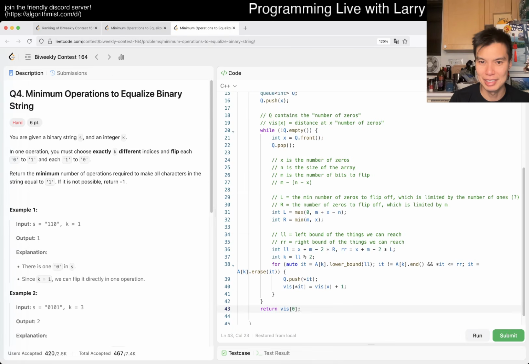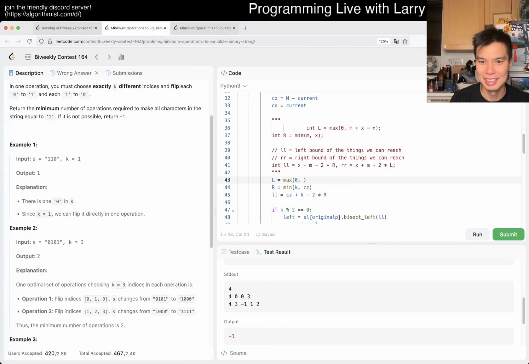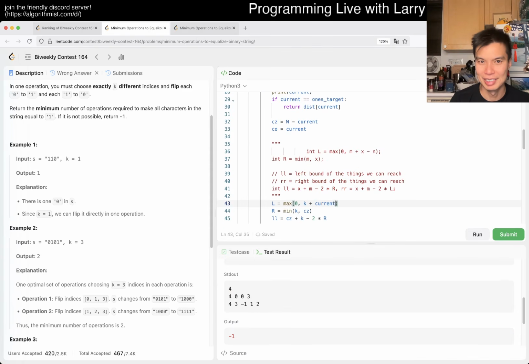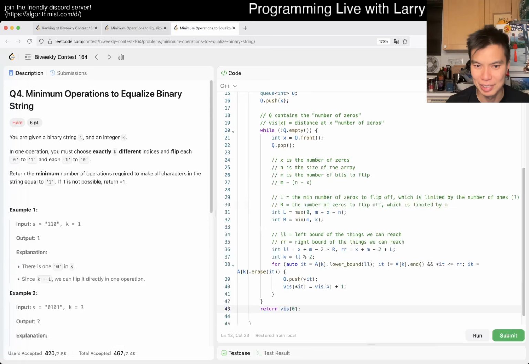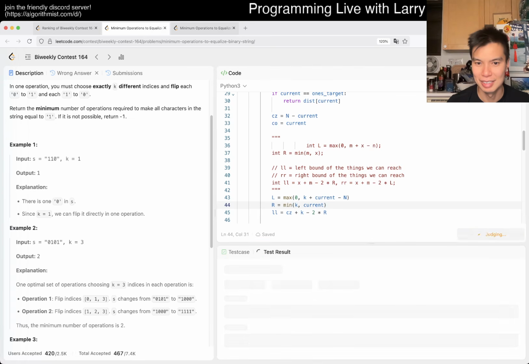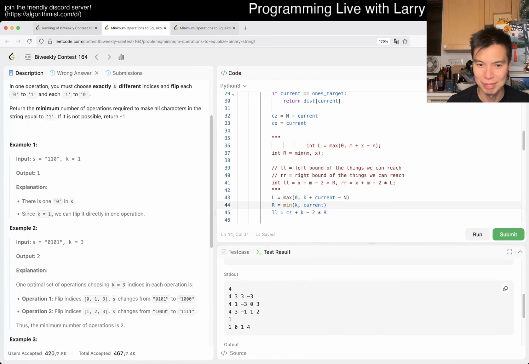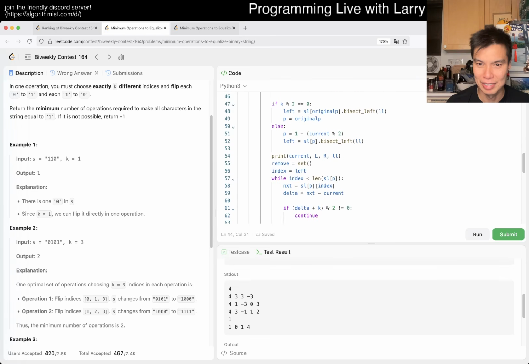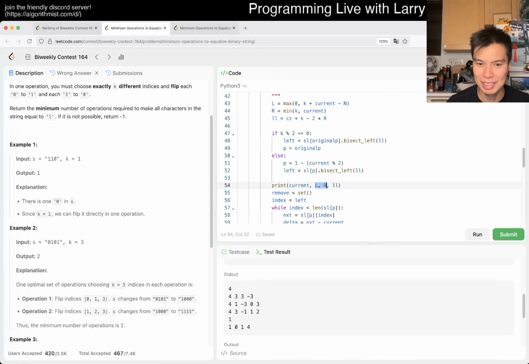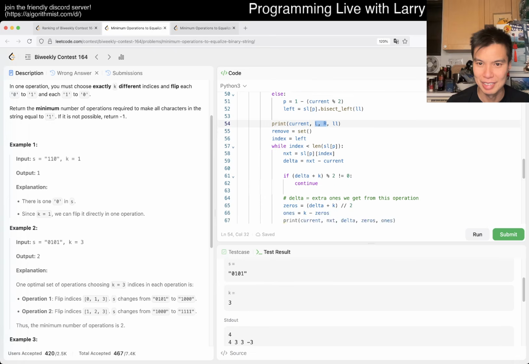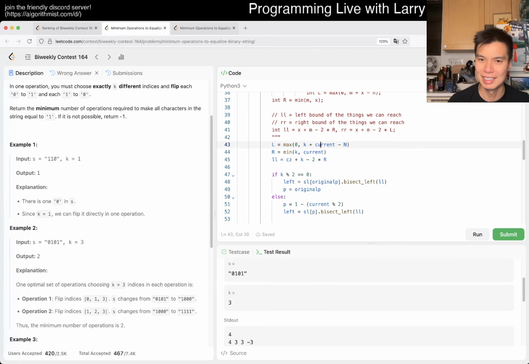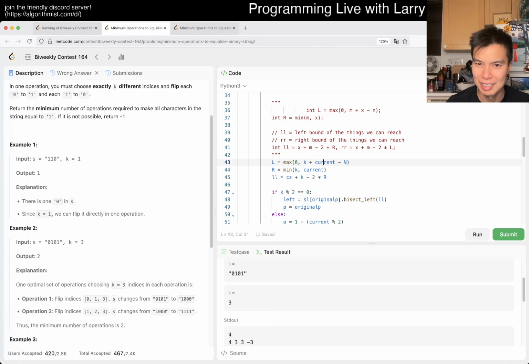So M is K plus the number that we're doing, which is current, minus N, which is just N actually. And then R is equal to K and current. No, the L and R is still. Wait, no. No, L and R is still. No, L and R is different. So maybe I did copy it wrong. Why is that? Huh. What did I thought this was?